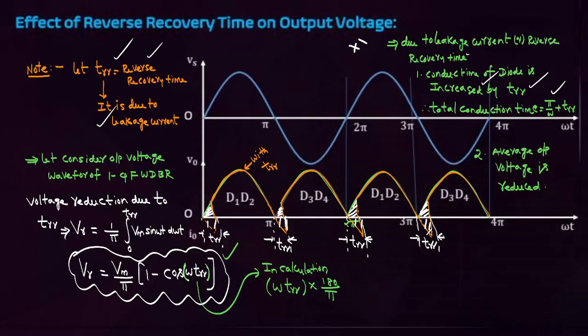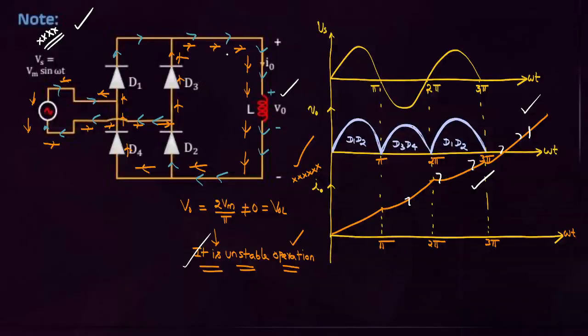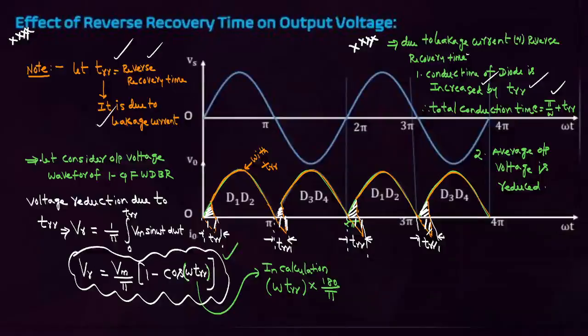Important: what is the total conduction time? These are special cases. Still not framed, but this was expected. This circuit is also expected, friends. This concept is also expected. Average output voltage is reduced. Due to reverse recovery time, the average output voltage is reduced. How much average voltage is reduced due to TRR time? This is the formula. You have to substitute in degrees, so you multiply with 180 while solving the problem.